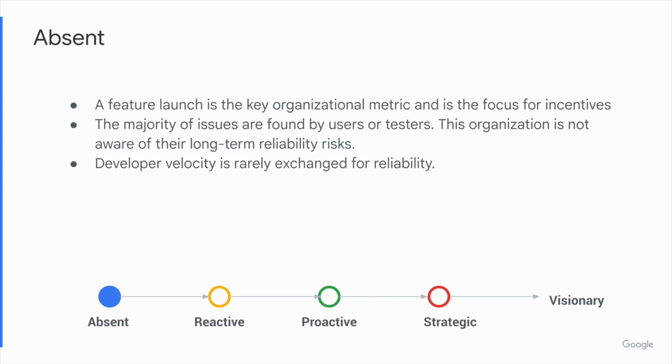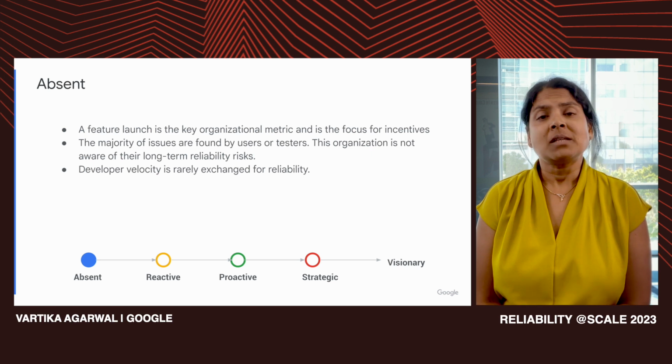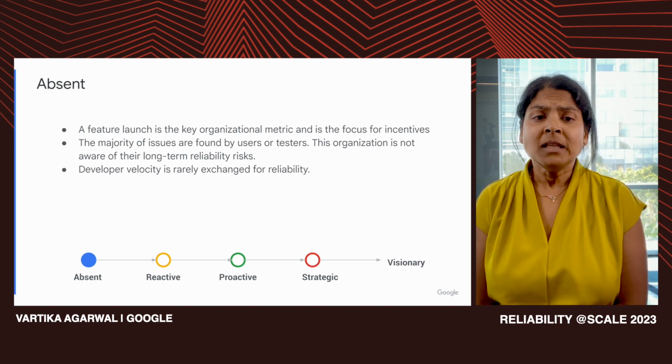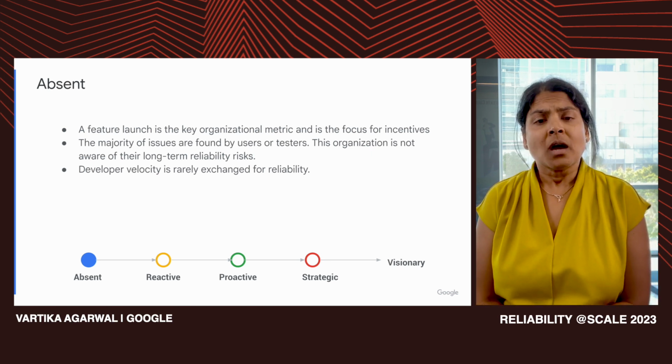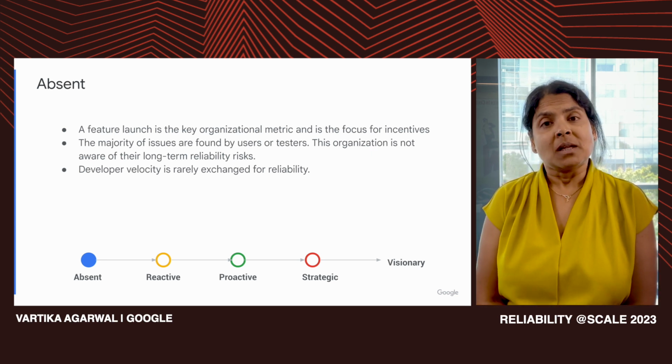So let's start with the absent stage. The absent stage is one which is to the left of the spectrum and one where organizations don't focus on reliability at all. This usually applies to products that might be in the prototype phase or in the experimental phases. And part of the reason is that they are really focused on fast turnarounds. In these scenarios, issues are usually found by end users instead of the teams themselves.